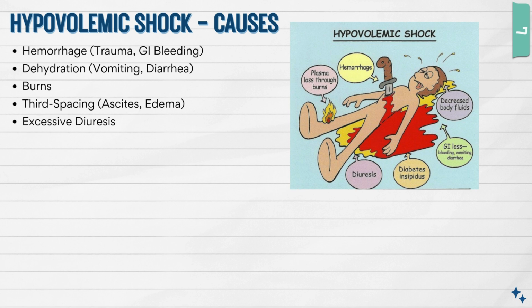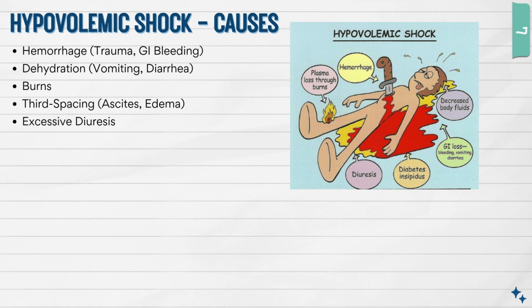So again, hypovolemic shock is the lack of fluid in the tubes. Could it be because the tubes are bleeding out to the outside of the body? Yes. Could it be because there's so much fluid being excreted by the kidneys that you can't keep enough fluid in the tubes? Yes.